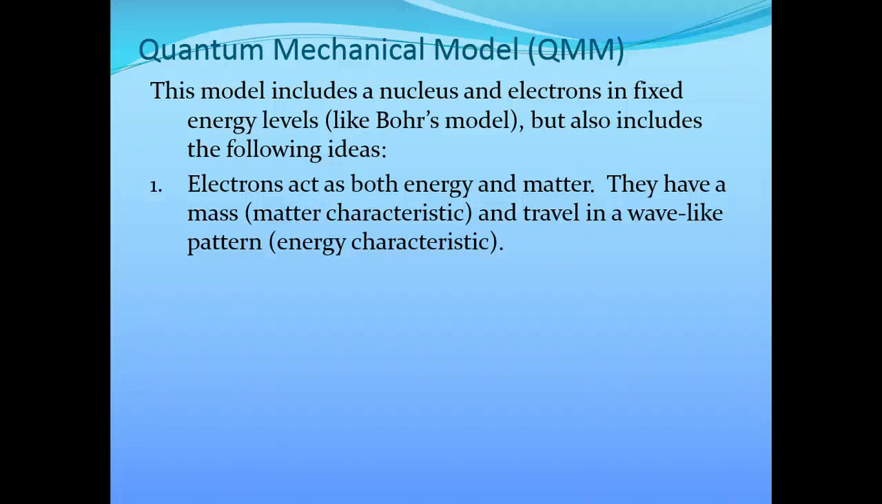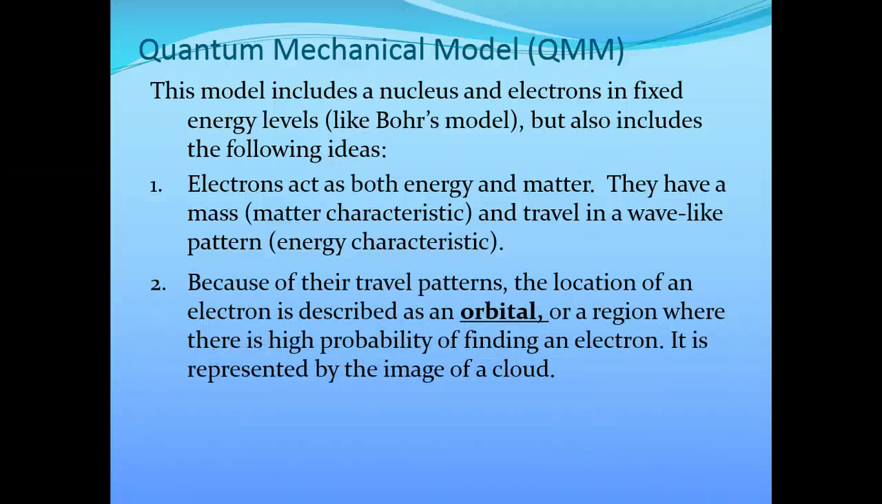Again, in the quantum mechanical model, electrons act as both energy and matter, so that means they have mass because they're particles, but they travel in a wave-like pattern. Because of their travel patterns, we describe the electron's location as an orbital, and notice it's not the same thing as the word orbit. Orbit is what we use to describe that circular path like the planets orbit the sun. Now we're calling it an orbital, so it's along the same idea, but an extension of it. We call an orbital a region where there's a high probability of finding an electron.